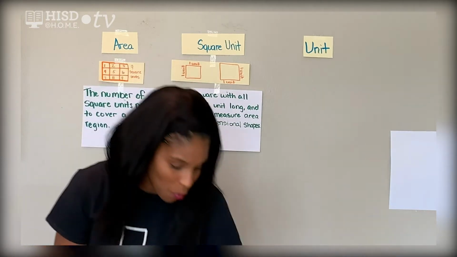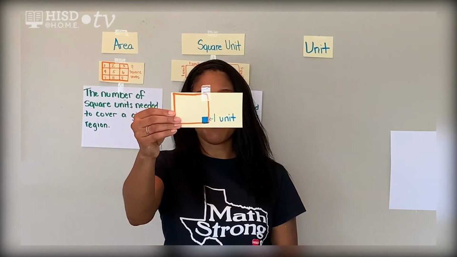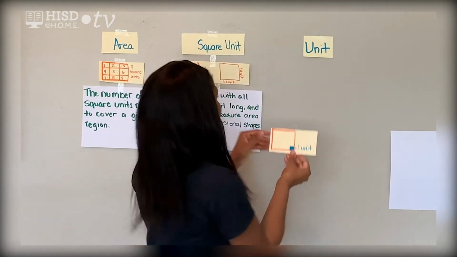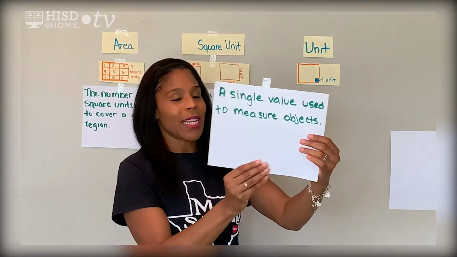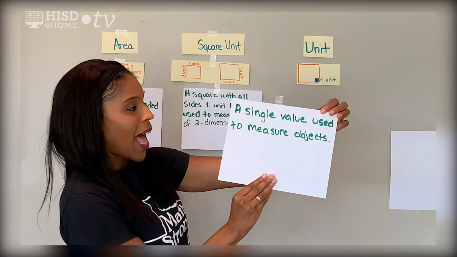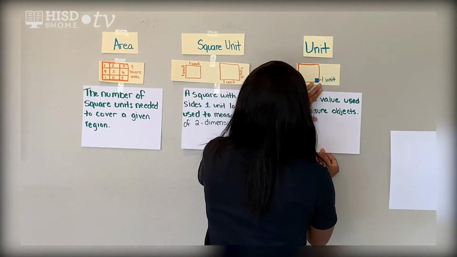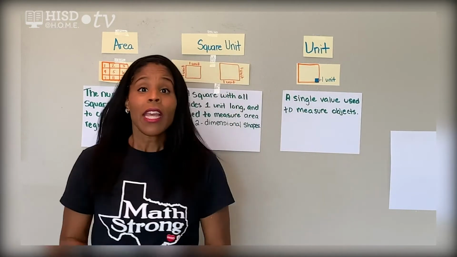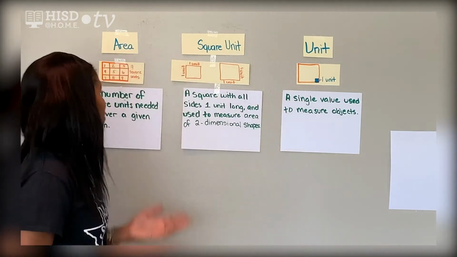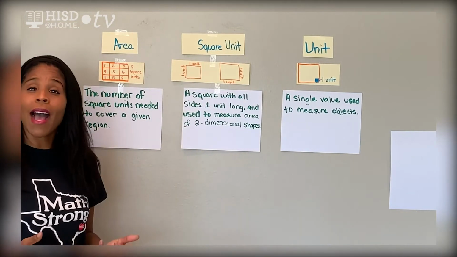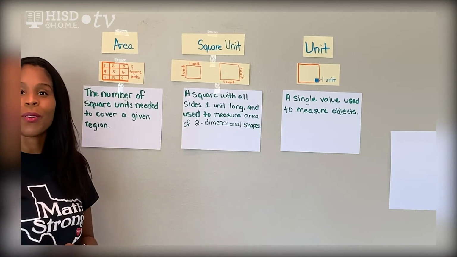Our last vocabulary word is unit. A unit, a single value used to measure objects. All right, if you would like, you could put a pause on the video to jot down the vocabulary and draw out what it means. That way you can have it for later on when you do your practice on your own.